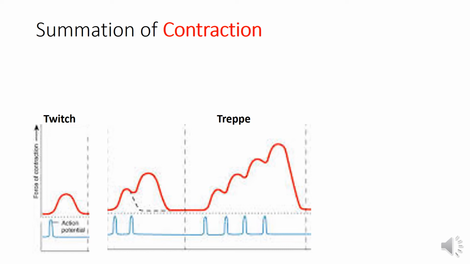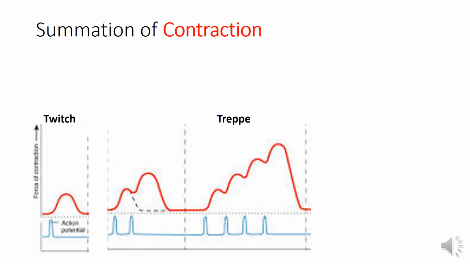Because these twitches are building upon each other and they are still visible, we call this incomplete summation. You see it here as well. It is also known as treppe, and treppe is German for staircase, which is why this kind of looks like a staircase, and that's where it got its name. So this is incomplete summation, also known as treppe, and also known as, what was it? Oh yeah, unfused tetanus, that's the word. The only difference between the twitch and treppe is the frequency of action potential generation.